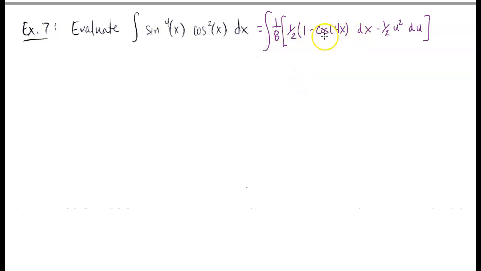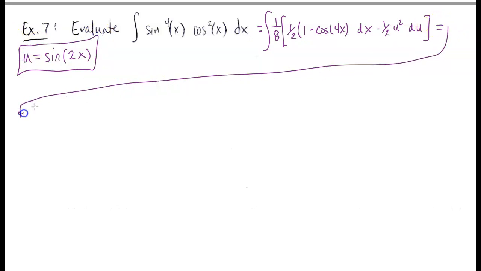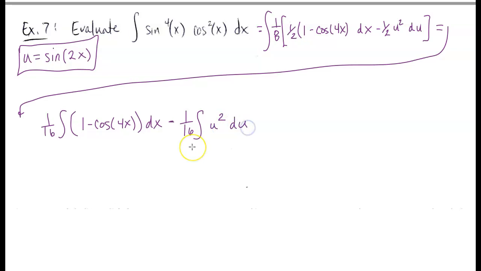All right, so I've taken the time to write down what we had, and I'm also going to write here that u was equal to sine of 2x. We're going to keep that in mind because we'll need to substitute that back at the end. So now that we have all that, I'm going to write this as two separate integrals here. So we'll have this 1/8 times 1/2, which will be 1/16, integral of 1 minus cosine of 4x dx. Then we'll have the same 1/8 times the negative 1/2, which will be a negative 1/16, and then we'll do the integral of u squared du.